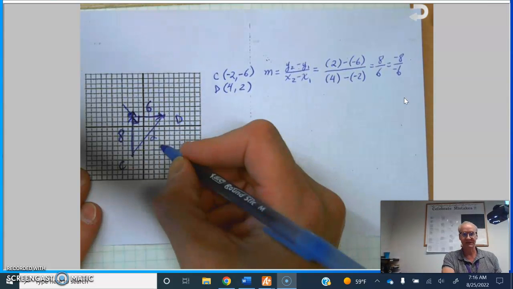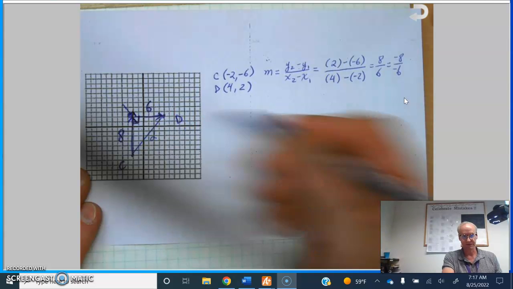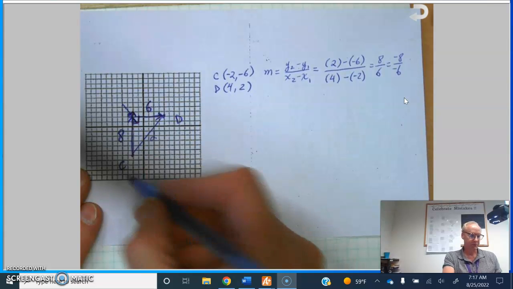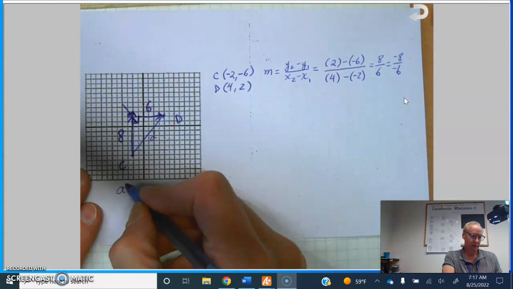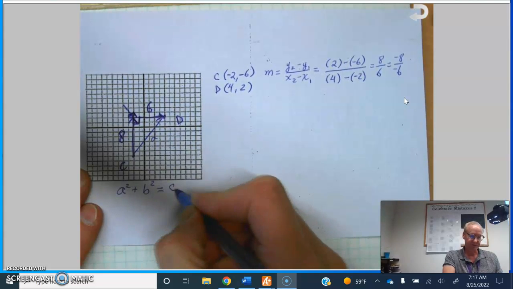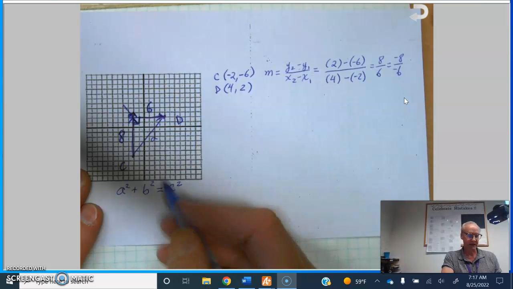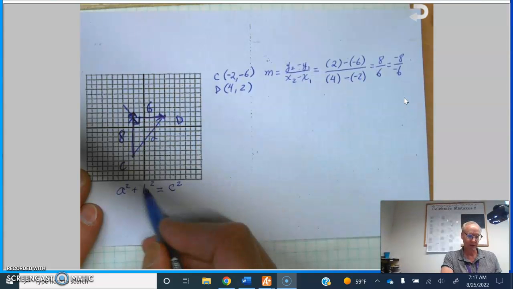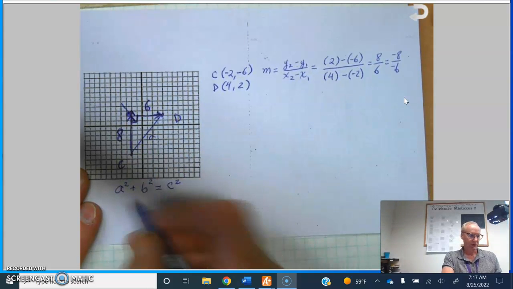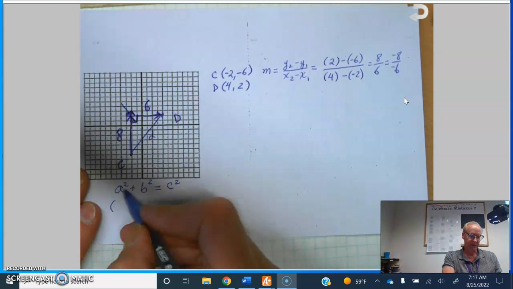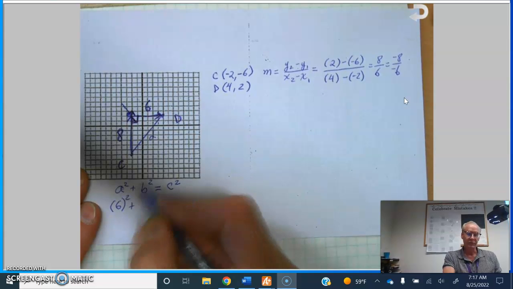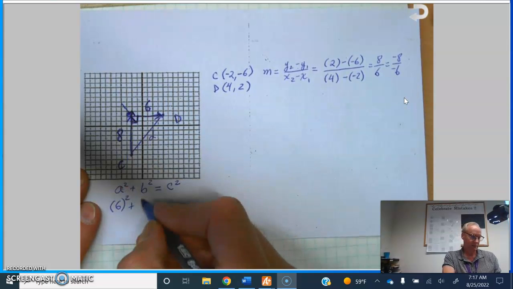We sometimes call that CD. CD is the distance between C and D. Well, I have a diagram, and my next step is to write a formula. A squared plus b squared equals c squared, which is the Pythagorean theorem. It tells us that the sum of the squares of the legs is equal to the square of the hypotenuse. We're going to substitute. Instead of A, I'm going to use 6. Instead of B, I'm going to use 8.